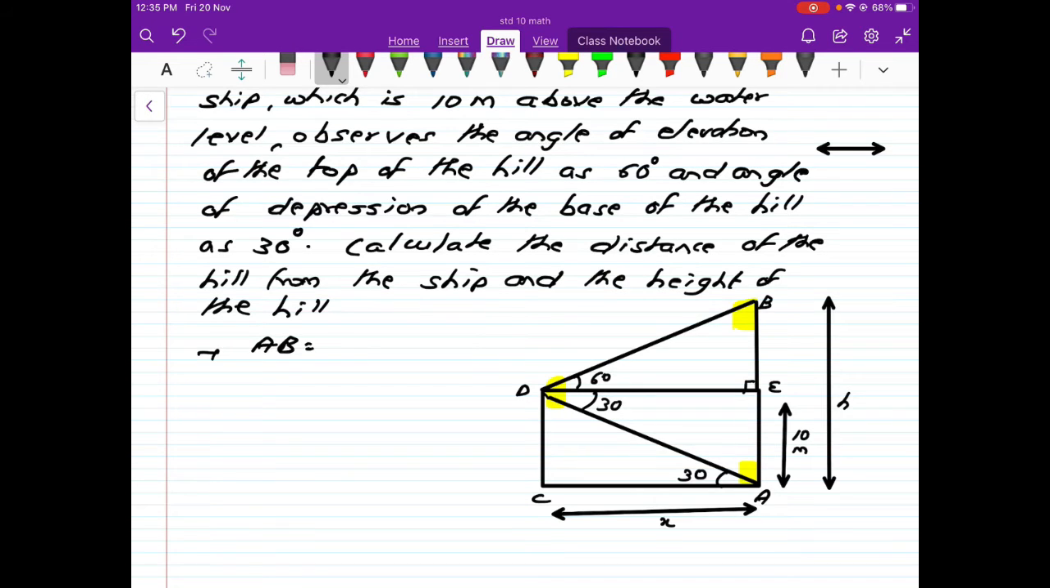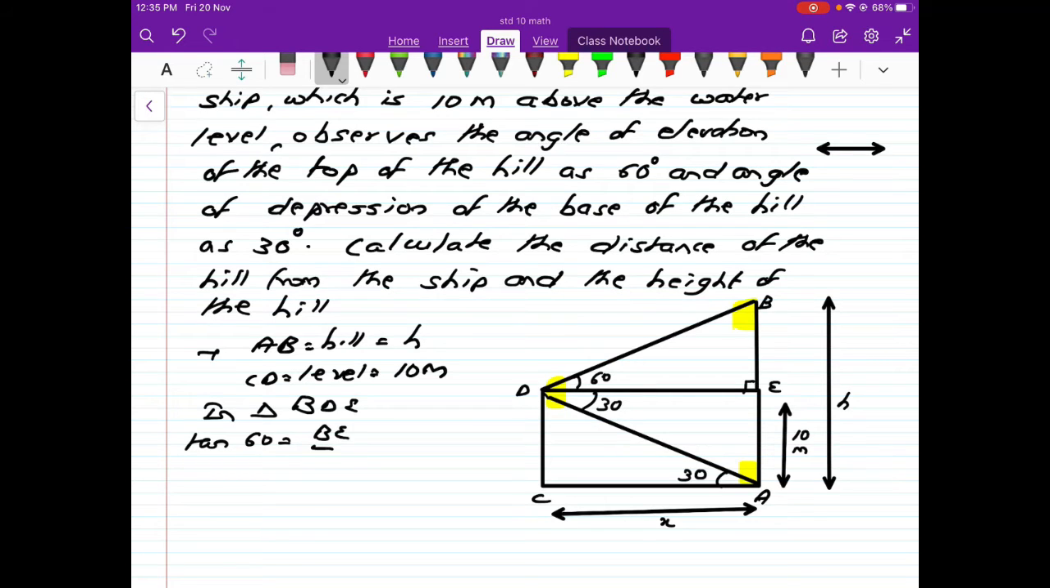let AB be the hill which is having a height of h meters, and let CD be the level of the deck, which is 10 meters above the level of water. So we are having again two triangles now. So the first triangle is triangle BDE. In triangle BDE, the angle is 60, so I can write tan 60 is equal to BE upon DE.